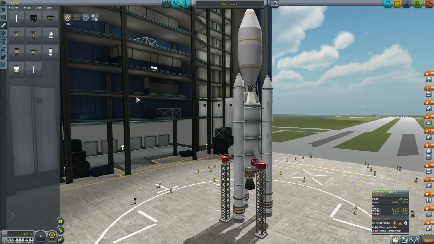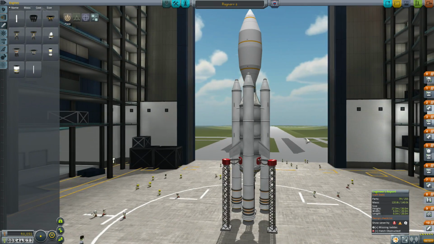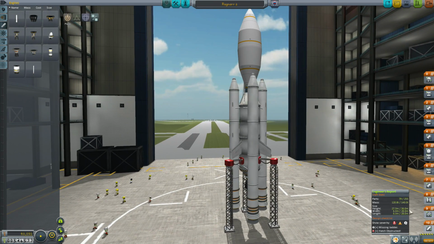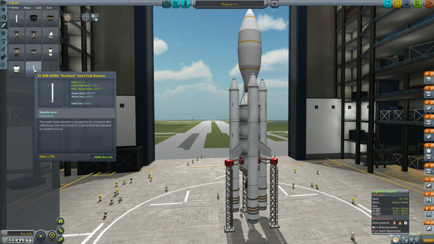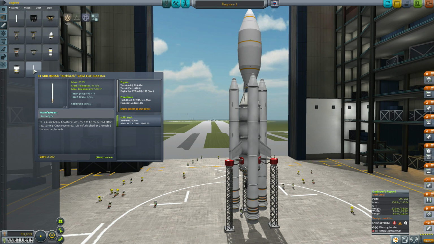But before we do, we need to think about what stage you're working it out for. So we're going to do it for our first stage, which is these 3 rocket boosters, the SRB KD25K Kickback solid fuel boosters. If you click right mouse button, a little window pops up, and it gives you thrust ASL, thrust vacuum, and engine specific impulse. Just ignore the specific impulse for now.